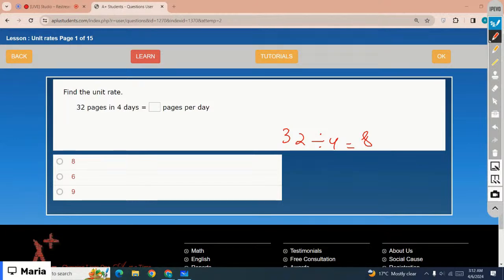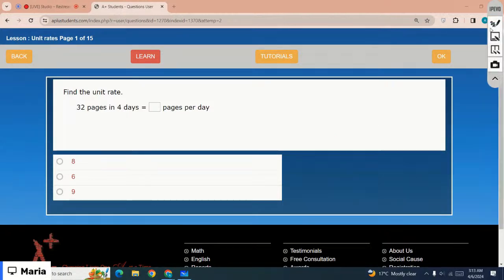The correct option is 8. The correct option is 8 pages per day.